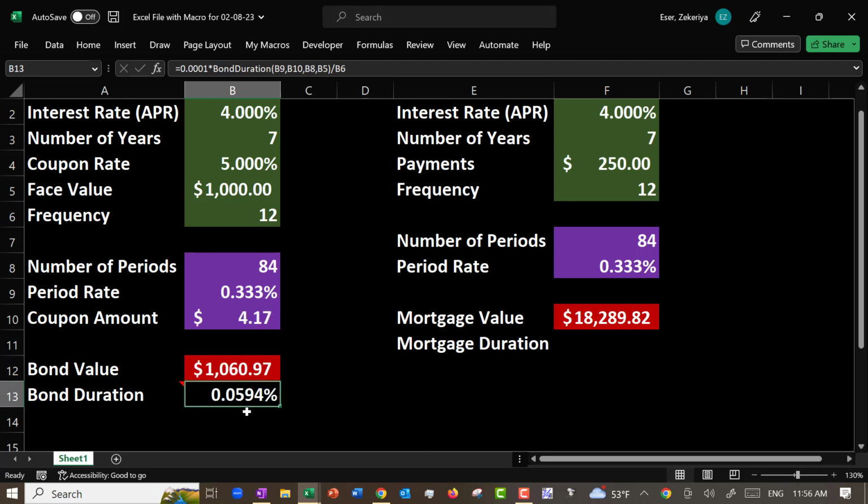Since if interest rates increase, bond value is going to decrease, so I'm going to put a negative in front. So if interest rate goes from 4 to 4.01, then value of this bond is going to decline by about 0.06%. Okay, that's the interpretation of bond duration.